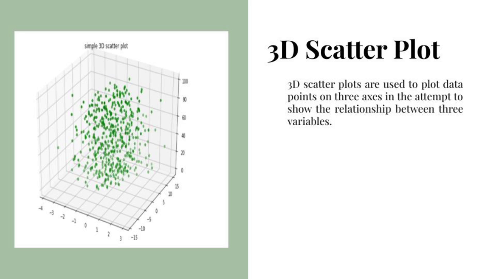A 3D scatter plot is a scatter plot with three axes. 3D scatter plots are used to plot data points on three axes in the attempt to show the relationship between three variables. Each row in the data table is represented by a marker whose position depends on its values, and the columns set on the x, y, and z axes.